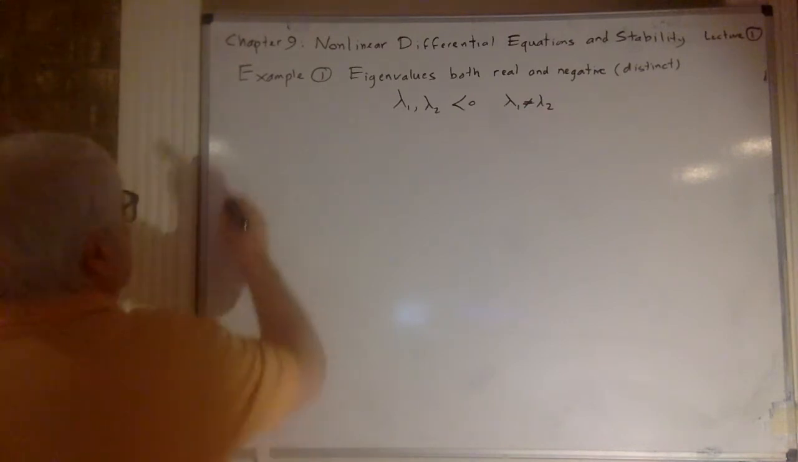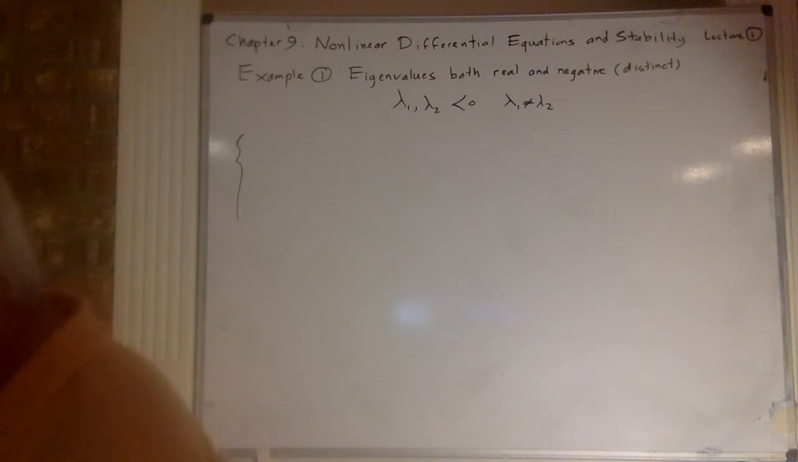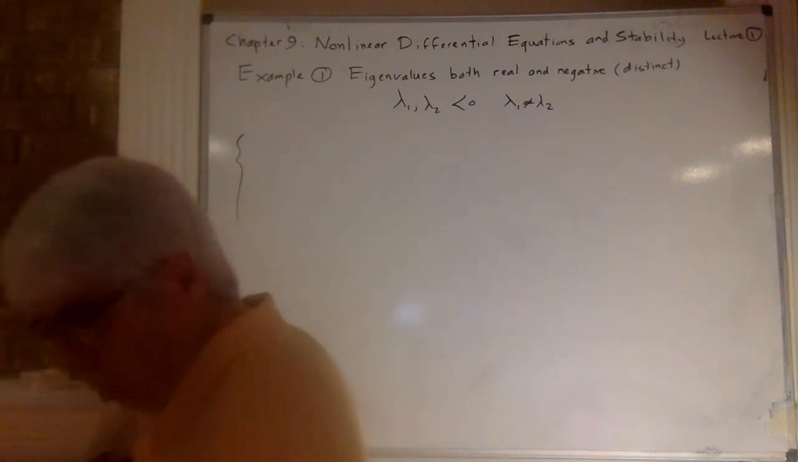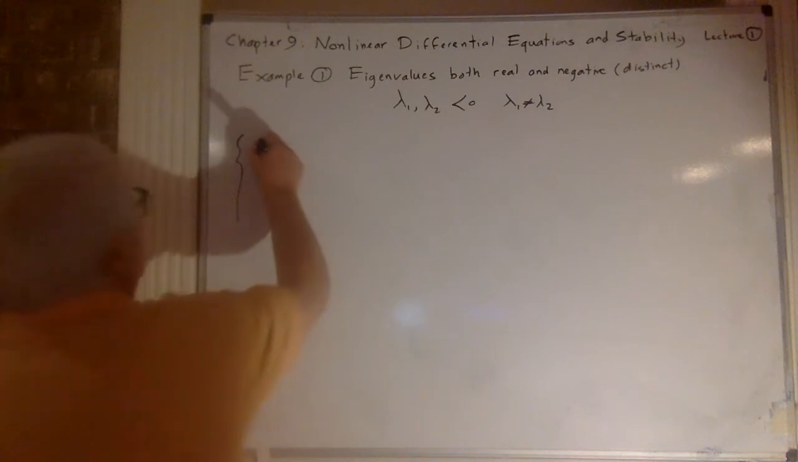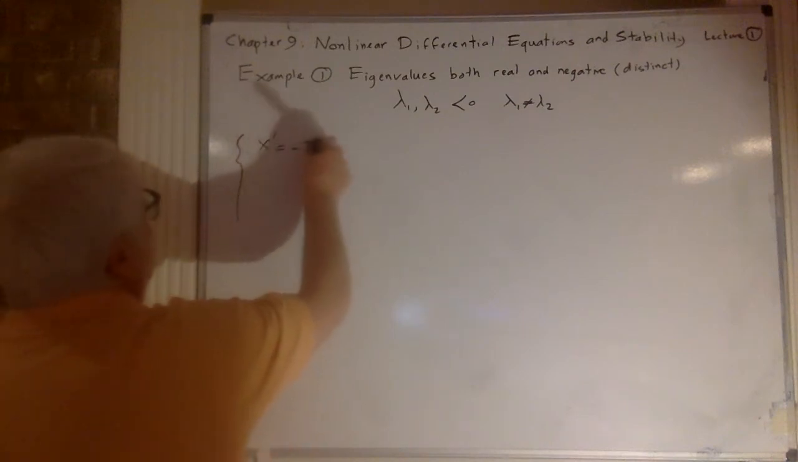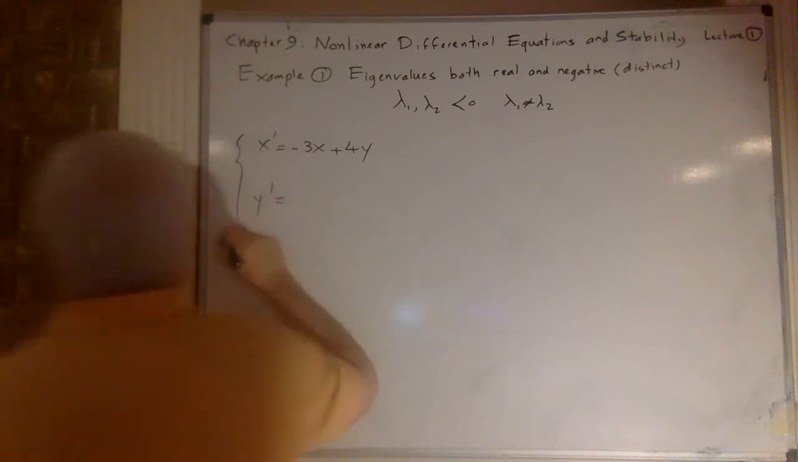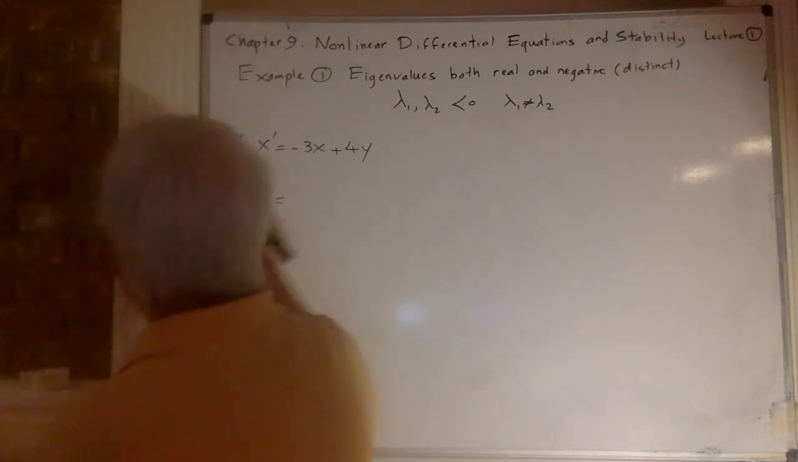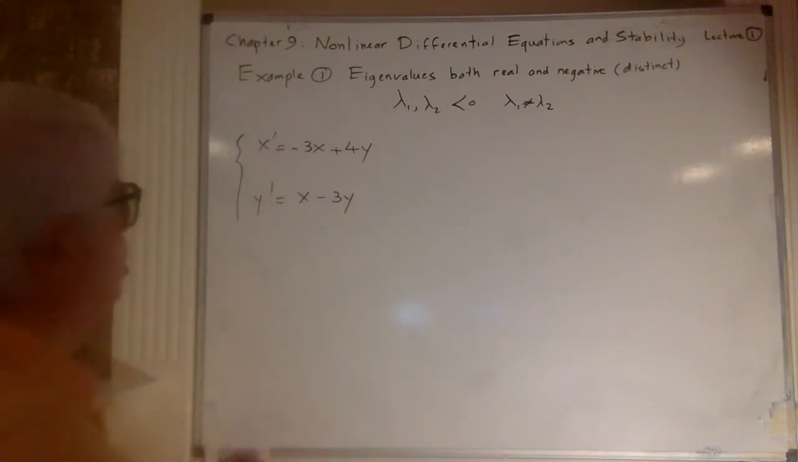So the example is this. I have it in my copy, because I don't want to just give you something on the fly which might not have negative eigenvalues. x prime is minus 3x plus 4y, and y prime is x minus 3y. Okay, so this is a linear system.